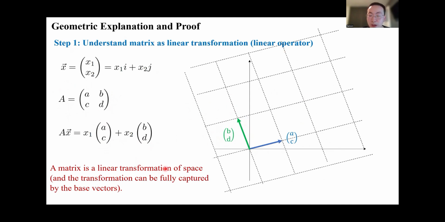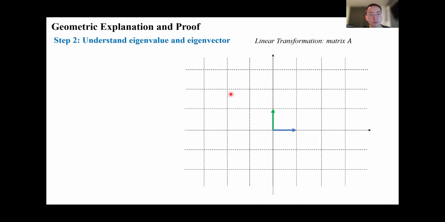The key takeaway here is that a matrix can always be seen as a linear operator, and it transforms the space. And this transformation can be fully captured by the base vectors of the corresponding space.